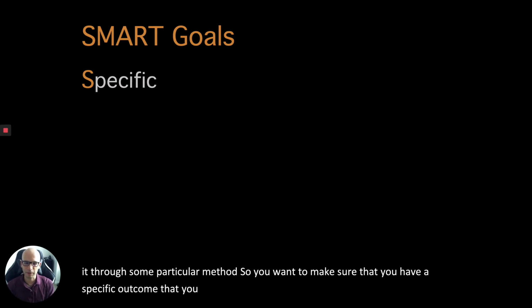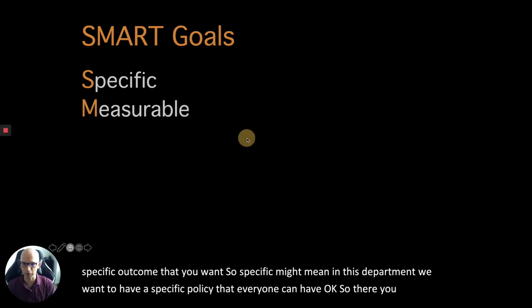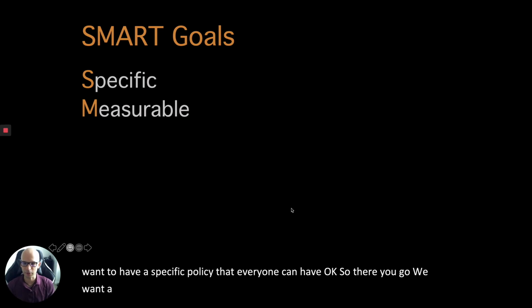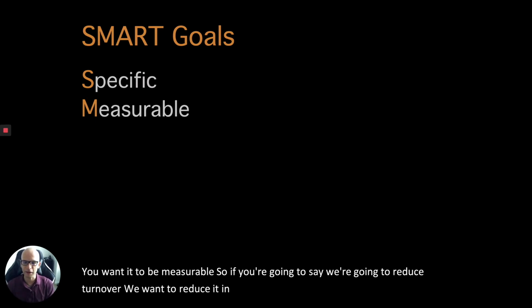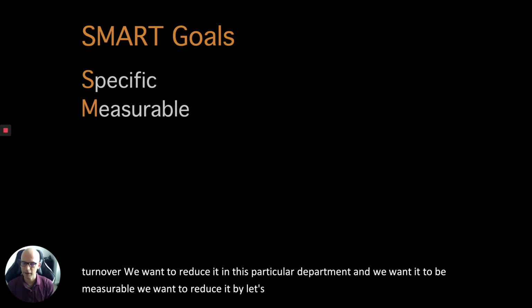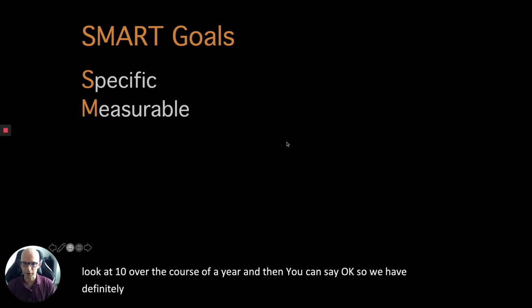So specific might mean in this department, we want to have a specific policy that everyone can have. Okay, so there you go. We want a specific policy. You want it to be measurable. So if you're going to say we're going to reduce turnover, we want to reduce it in this particular department, and we want it to be measurable. We want to reduce it by, let's say, 10%. 10% is measurable. You can look at 10% over the course of a year, and then you can say, okay, so we have definitely hit the 10% mark.